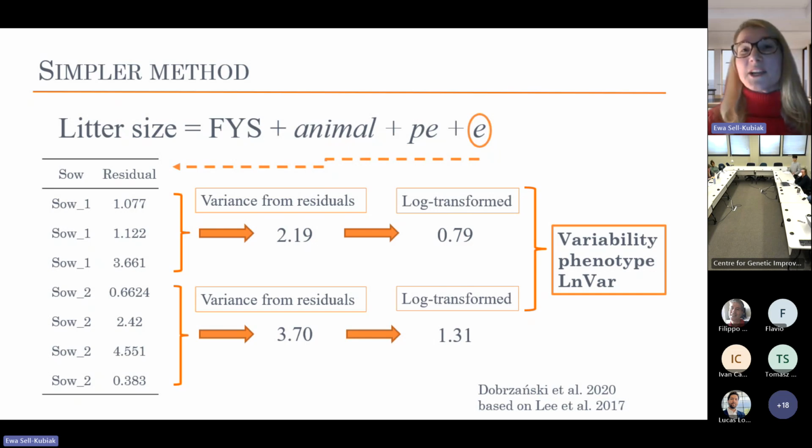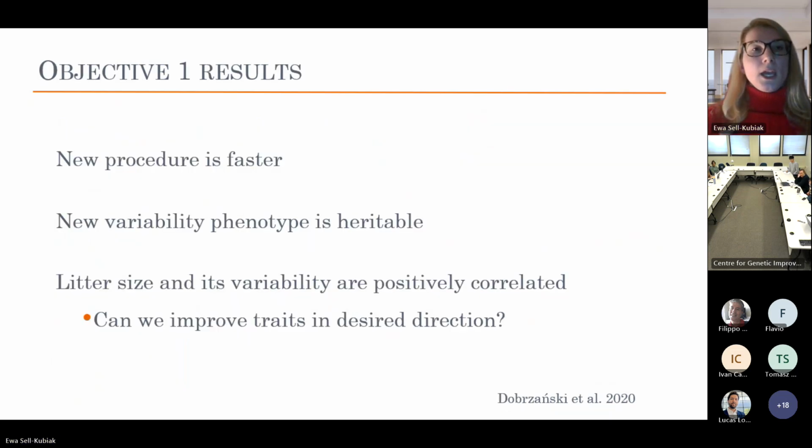So let's say 1 hour instead of several days or even a week or so. So for me, it was very important to know that this new procedure is faster. The new phenotype of variability is heritable. I didn't show you this here, but that was the case.